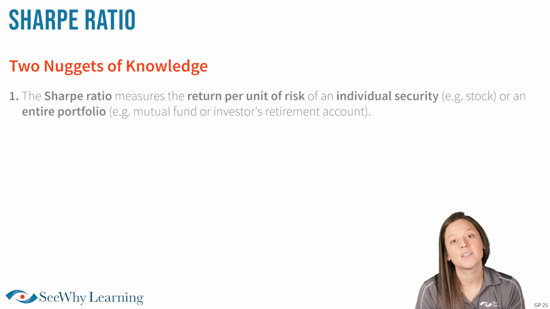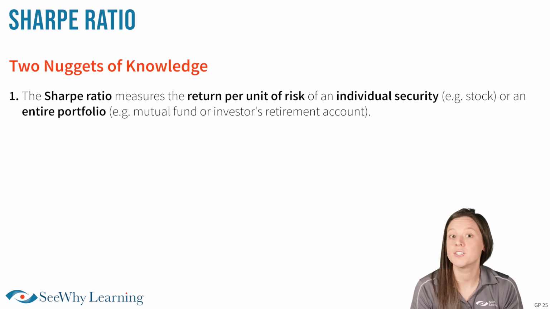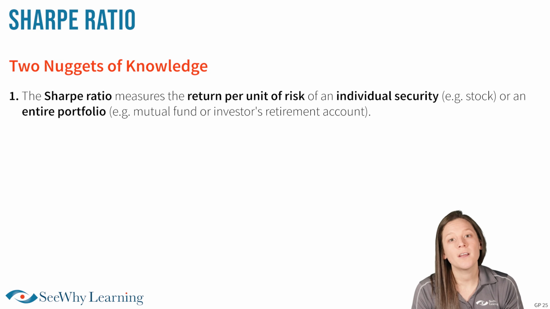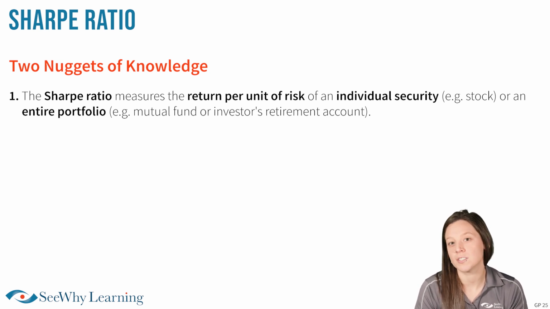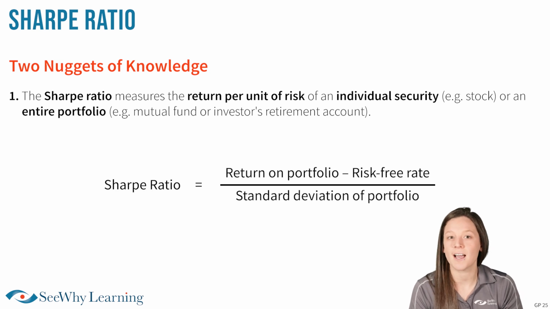Nugget number one, the Sharpe ratio measures the return per unit of risk of an individual security, such as a stock, or of an entire portfolio, such as a mutual fund or an investor's retirement account. Now, depending on the course you are taking, the actual formula may be beyond the scope of what you need to know, but let's still take a look at it because it will help you better understand the concept.